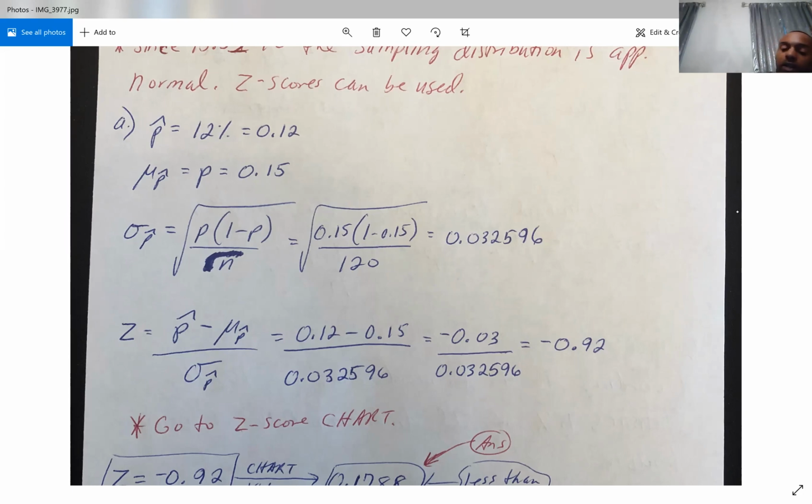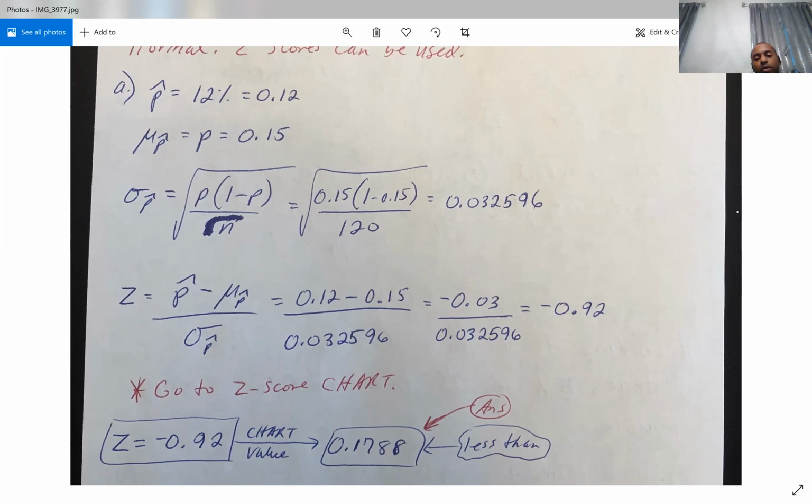All right, then we find our z-score. P hat minus the mean of our sampling proportion, divided by the standard deviation of our sampling proportion. It's 0.12 minus 0.15 over 0.032596, which will ultimately give us negative 0.92. Once again, don't forget to round your z-scores to 2 decimal places. And then we can go to the chart, where you'll find the chart value of 0.1788.